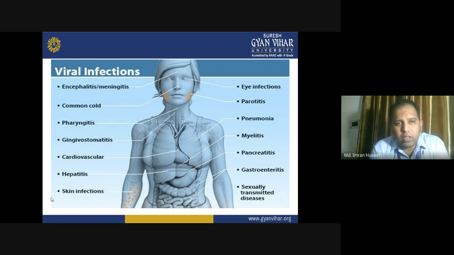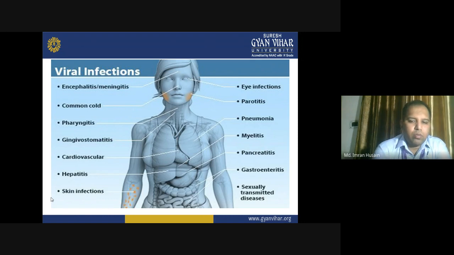So here you can see viral infection and which body parts are much more prone to infection, like eye infection, parotitis, pneumonia, myelitis, pancreatitis, gastroenteritis, and STDs, sexually transmitted diseases, skin infection, hepatitis, cardiovascular problems, gingivostomatitis, and common cold, encephalitis, meningitis. All those things are very significant, and your body is really very much prone to viral infection.